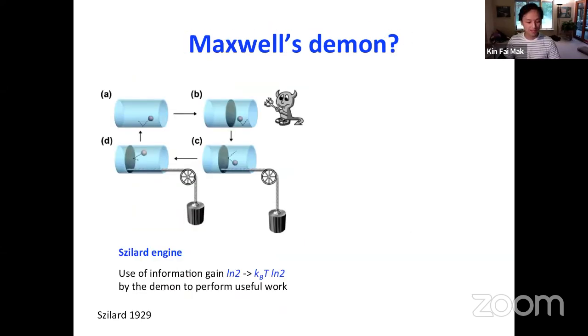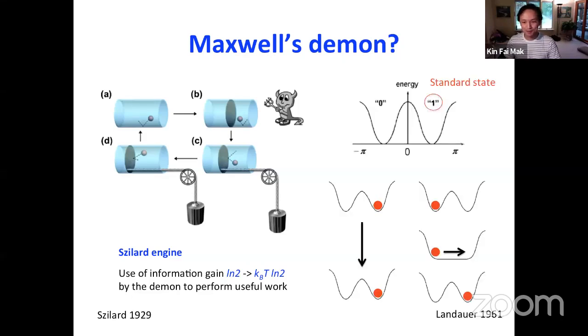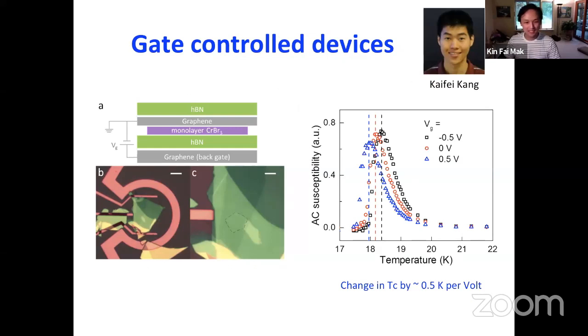And finally, just 1 minute, I just want to say that we can also use this critical fluctuation to realize something like a Maxwell's Demon control on the magnetic state. What we have made is a gateable device, where the monolayer chromium bromide can be gated to introduce doping into the system, so that we can change the TC of the system by a small voltage. For instance, a 0.5 Kelvin change in the TC by applying 1 volt.